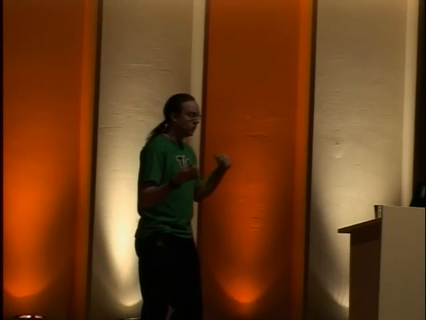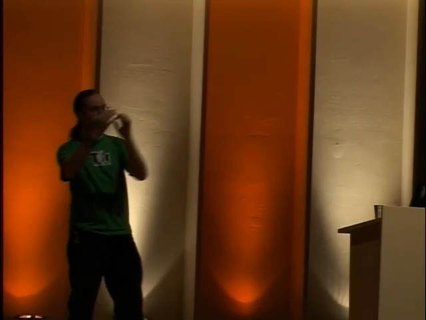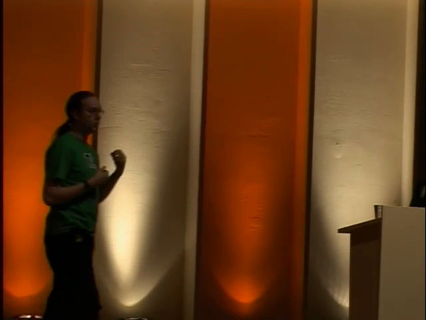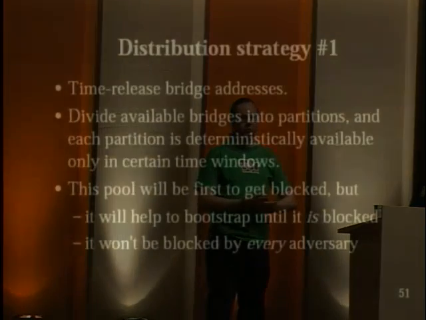So the first one is a very simple one. We have maybe 100 bridges in that pool, and only 10 of them are available in a given hour. So if you ask for a bridge over the course of a given hour, it gives you one of those 10. In the next hour, it switches to a new group of 10, and it only gives you one of those. And in the next hour, it switches to a new group of 10. So if you want to learn all the bridges in that pool, you need to keep on asking for many hours in a row. So you have to pay somebody to stay up and keep asking all the time. So it's not foolproof.